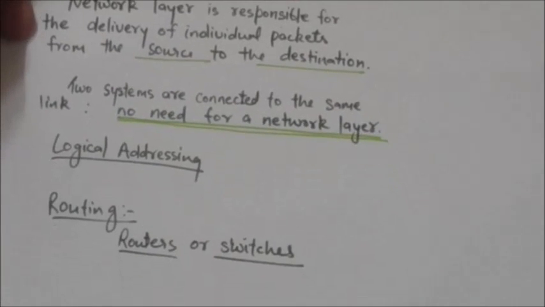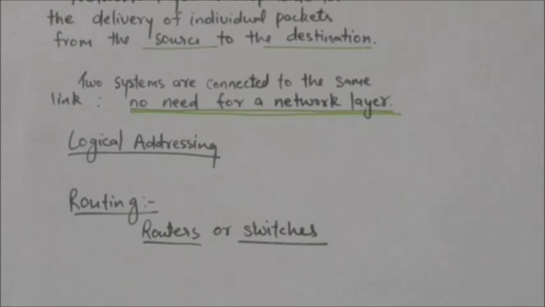Now let us see what the responsibilities of a network layer are. One responsibility of the network layer is logical addressing. The physical addressing, which is implemented by the data link layer, handles the addressing problem locally, because the communication at the data link layer occurs between only two adjacent nodes, right?